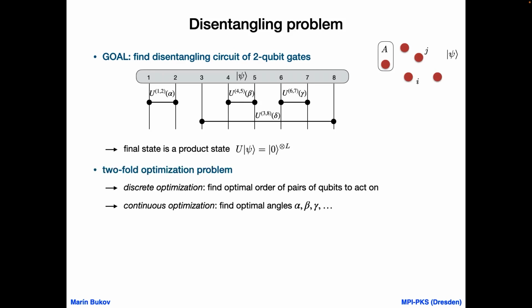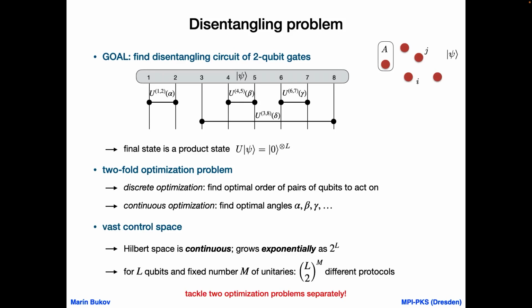And so now the disentangling problem decomposes into a 2-fold optimization problem. The first one is the so-called discrete optimization: find the optimal order of pairs of qubits to act on. And then the second one is the so-called continuous optimization, where you need to find the appropriate values of these angles, alpha, beta, gamma, delta, etc. So we have basically 2 problems to solve at the same time.